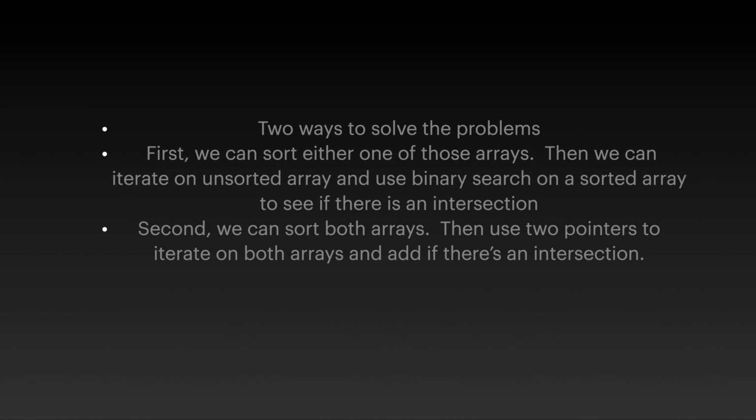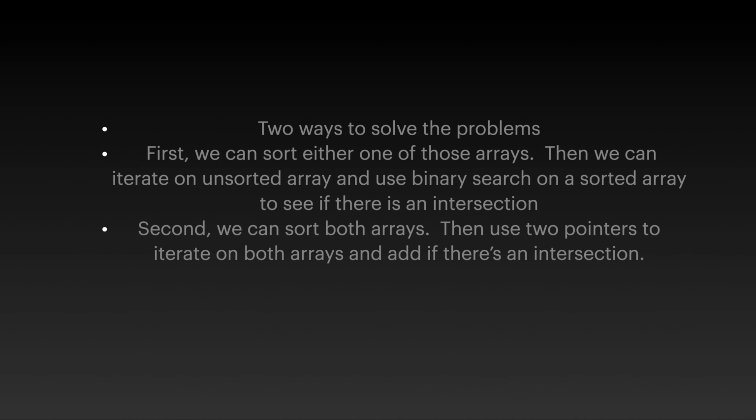So there are two ways to solve this problem, as I mentioned before. First, we can use binary search. You may say, how do you use binary search? Well, you can sort one array, it can be nums1 or nums2. You sort that array, and then we iterate on the unsorted array and use binary search to find whether that element is in our sorted array. I know it sounds a little bit complicated, but once you look at my pseudocode for this, I think it should be very clear.